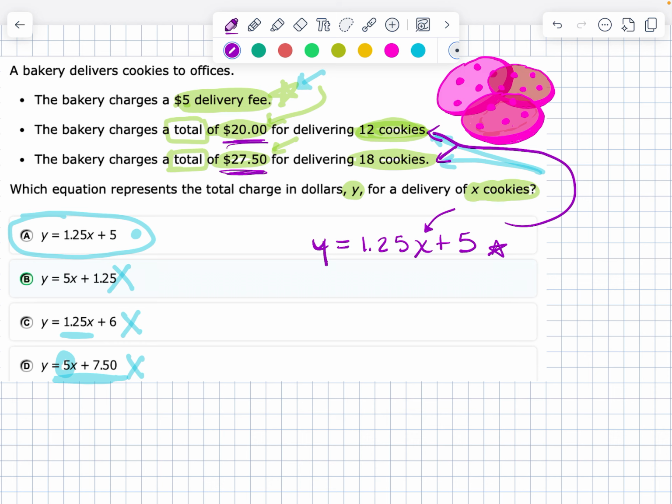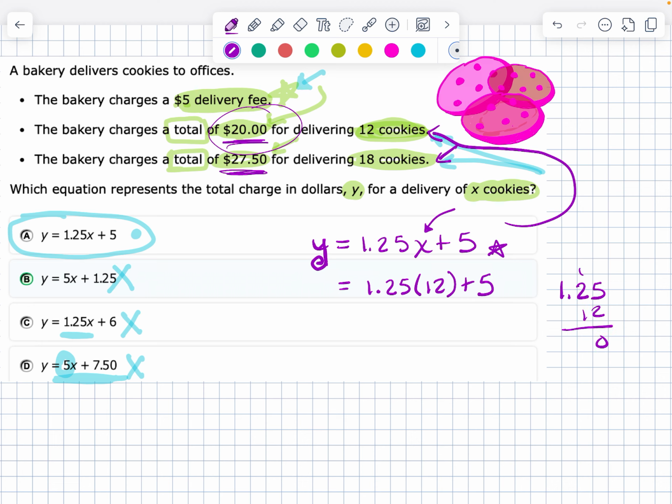My Y looks like a 4, doesn't it? So I'm going to loop it. Okay, so $1.25 times, we're going to use 12 cookies, plus 5. So we should get an answer of this $20. Okay, so $1.25 times 12. Let's go ahead and work that out.